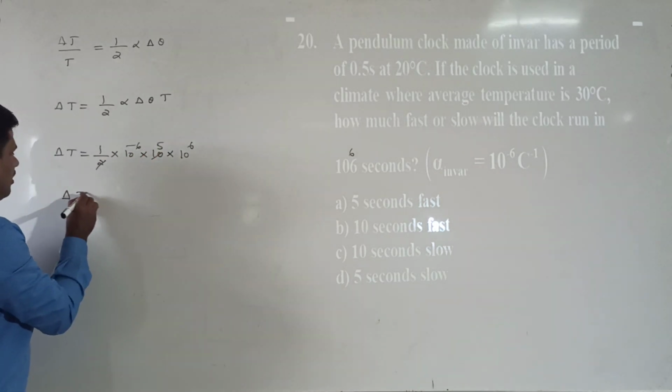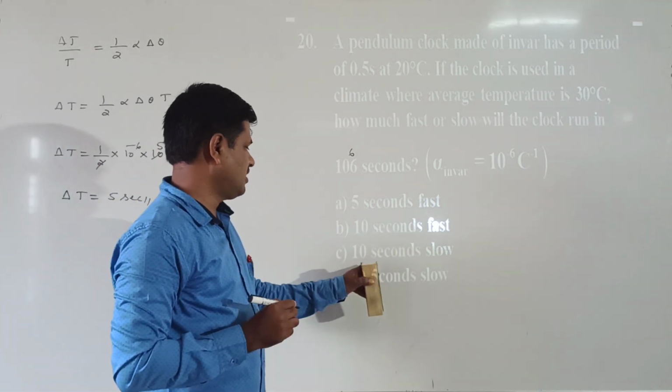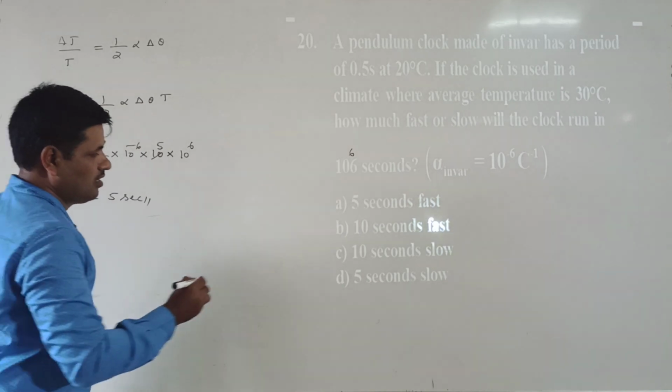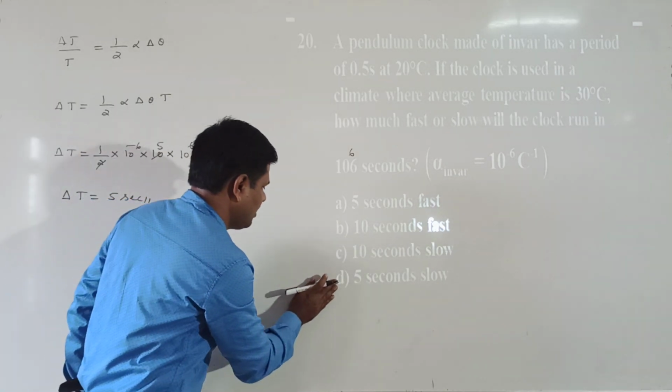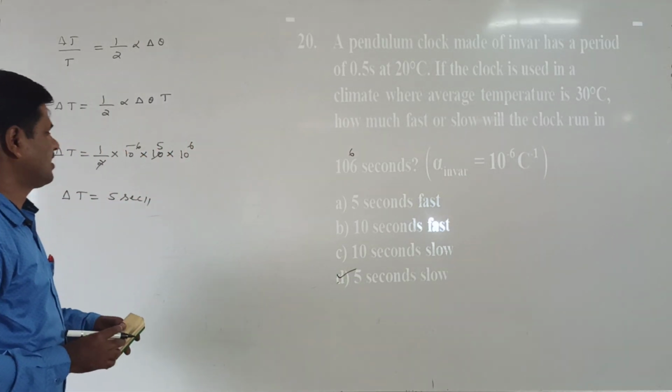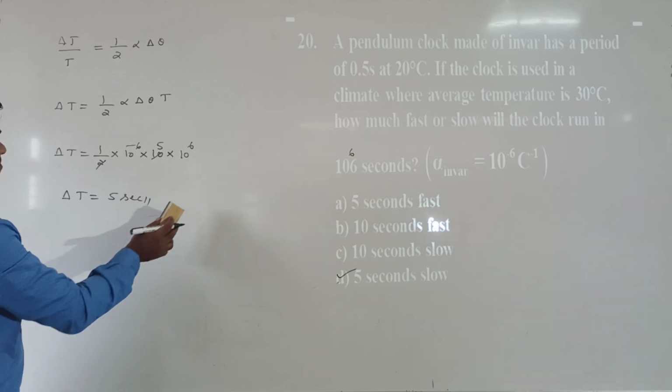Now what is here? Delta t is equal to 5 seconds. Means how much slow is there? This is the formula for slow here. 5 seconds slow. Which option is correct here? D option is correct here. That is the 5 seconds slow. That is, delta t is equal to, we are getting 5 seconds.